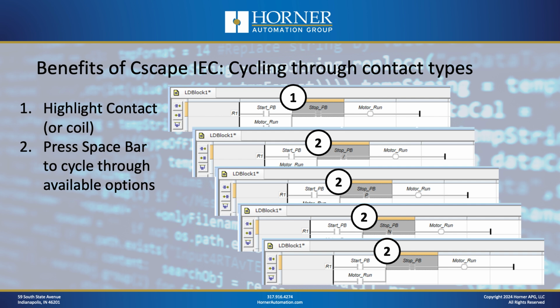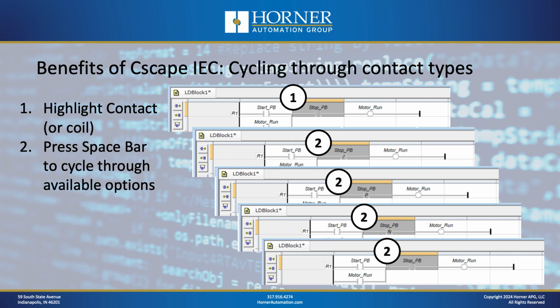Very cool. Okay, so dragging and dropping was our first point on John's spreadsheet. The next one is the ability to cycle through contact types very easily. Talk about that one. Well, you just have to highlight whatever contact, and this also applies to coils, that you want to change its type. So you highlight it with your mouse, you hit the space bar, and you cycle one by one with each click of the space bar through the different contact types. And it just goes around in a cycle.